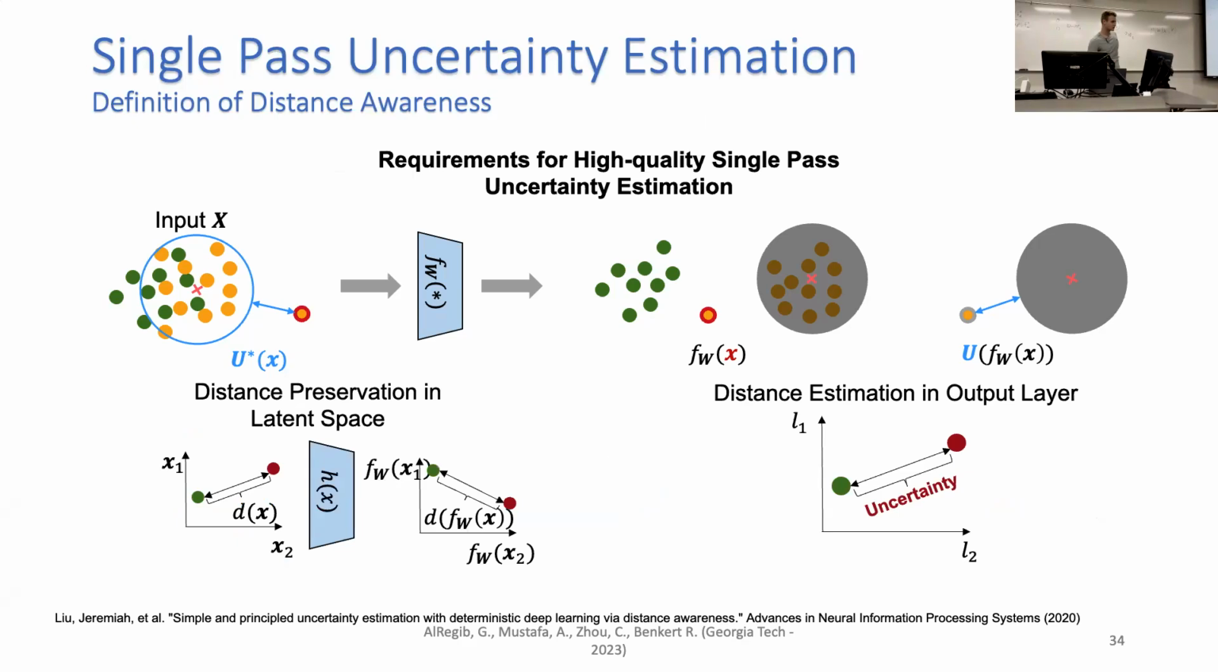Now, there are two different pieces that we essentially need in order to estimate distance in neural networks. Actually, let me take a pause over here. Is this notion of distance awareness clear, that we're trying to estimate the distance? Very, very important.